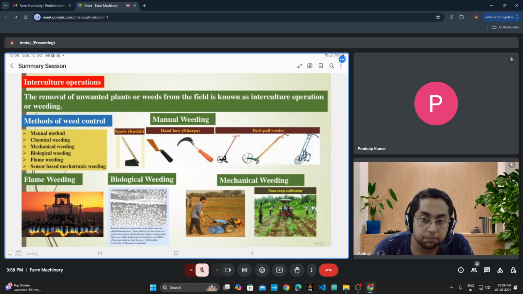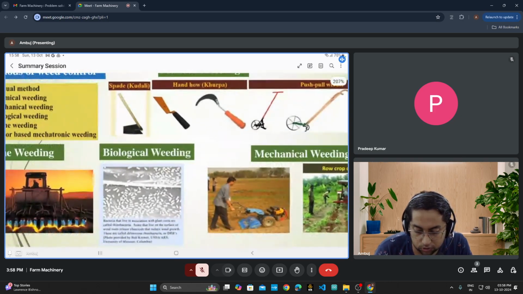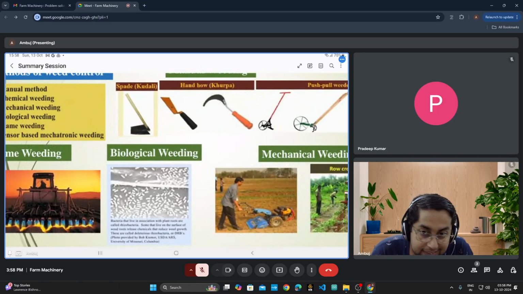Then biological weeding, which is also gaining much more insight nowadays, because bacteria that live in association with plant roots are the rhizobacteria. Some that live on the surface of weed roots release chemicals that reduce the weed growth.